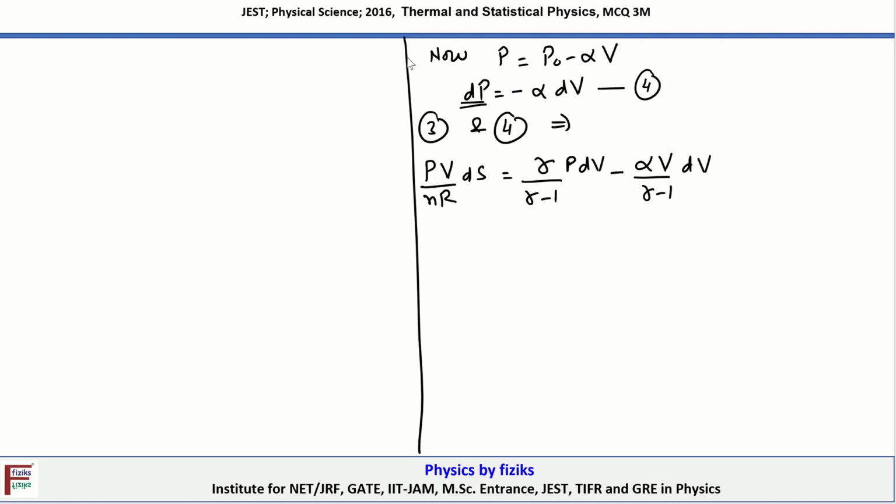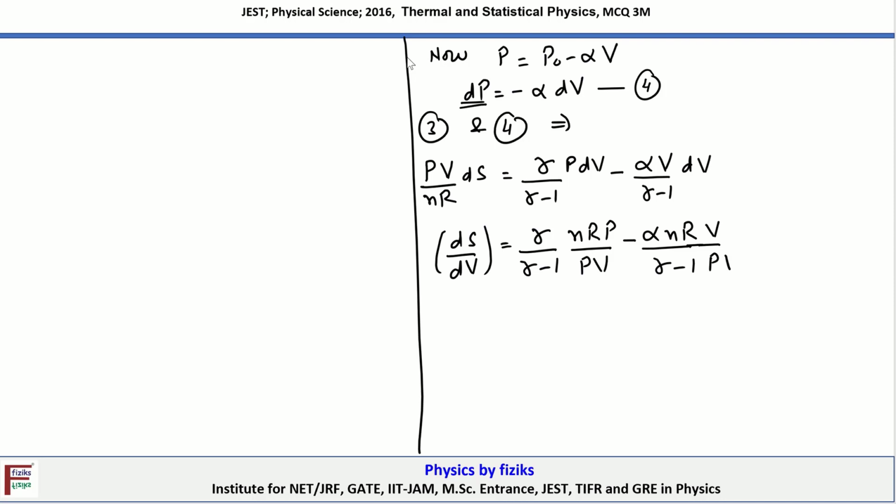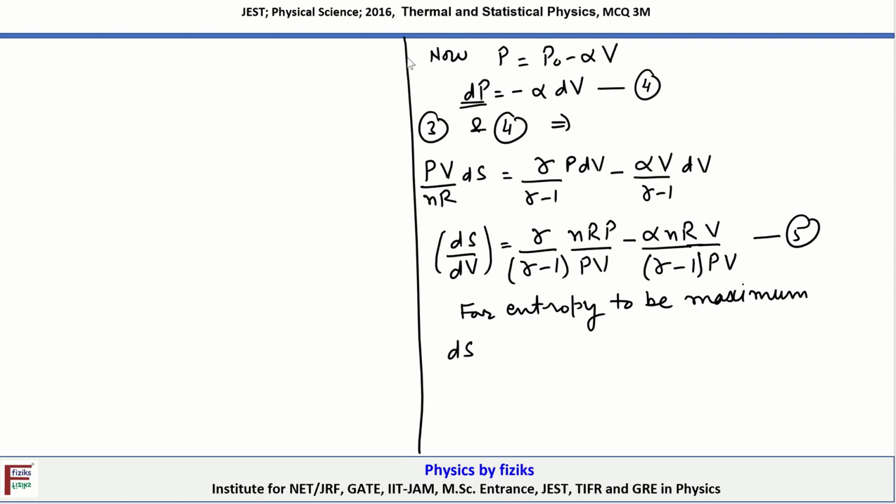After rearranging the terms, I'm writing dS by dV, taking the constant term on the other side. That is equal to gamma upon gamma minus 1 nR upon PV times P minus alpha nR upon gamma minus 1 times V upon PV, something like this. Let me call this equation 5. Now for entropy to be maximum, dS by dV equals 0. Because in equation 5 the denominator is the same in both terms, this implies that the numerator dS by dV is equal to 0.